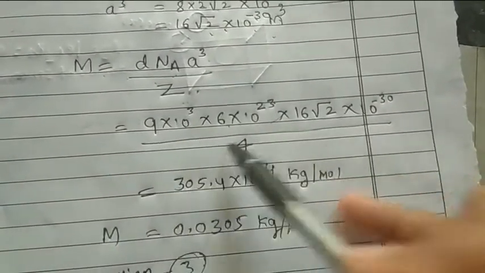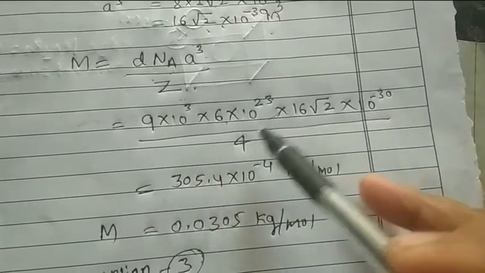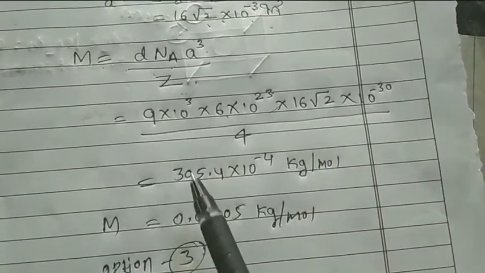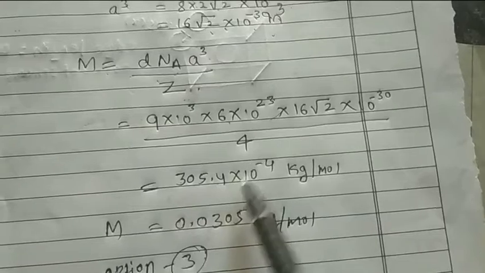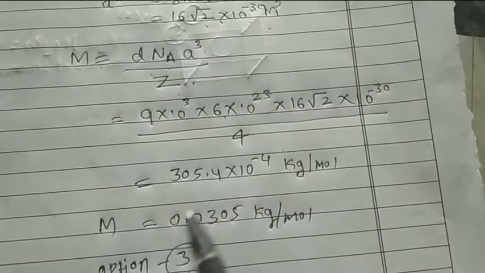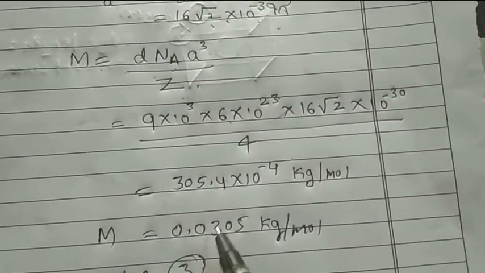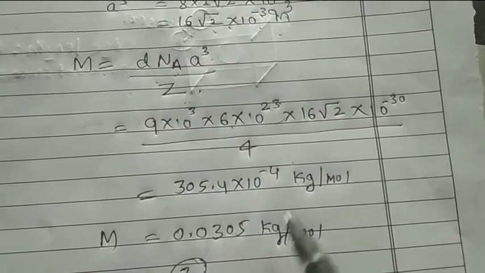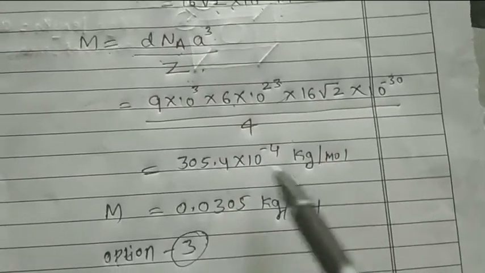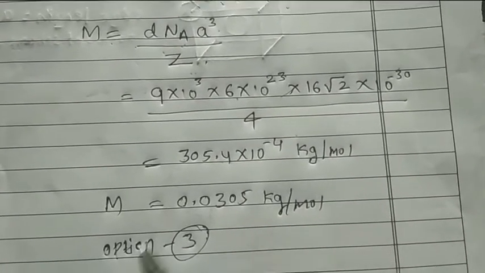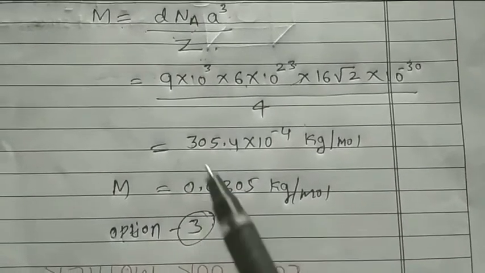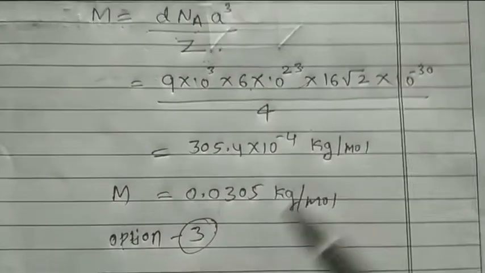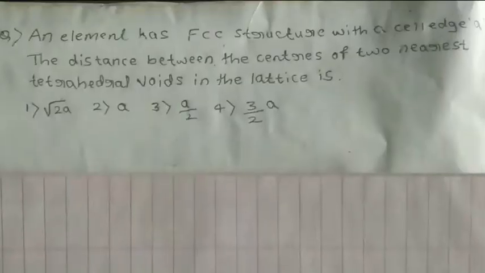And then calculating all this, we get 305.4 into 10 raised to minus 4. And then we get 0.0305 kg per mole. This answer is in option 3. Okay, we get the answer. The next question.